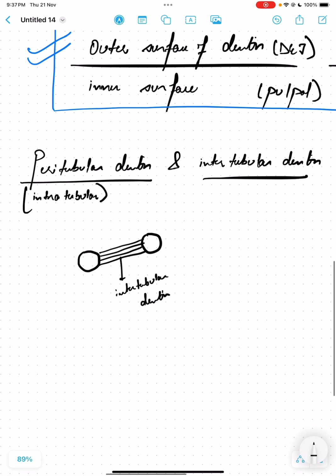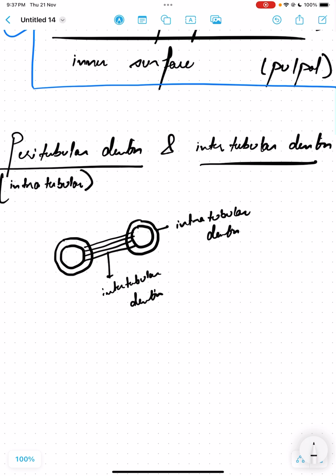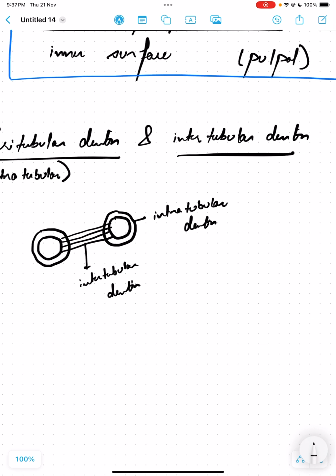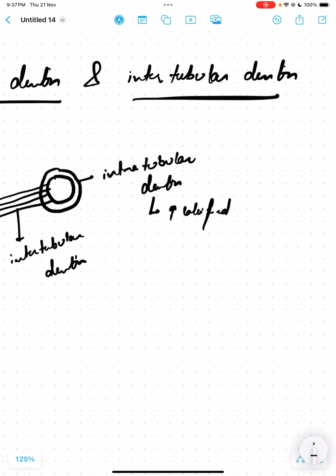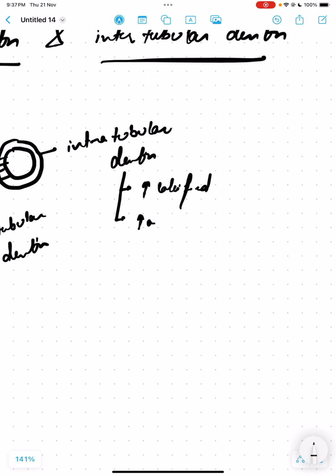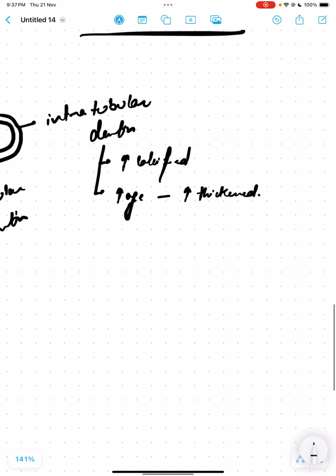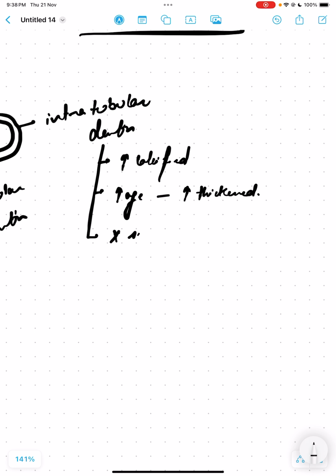Peritubular dentin is also called intratubular dentin. Basically, this surrounds the dentinal tubules. What is peritubular dentin basically? Peritubular dentin, or the intratubular dentin, is highly calcified. With increase in age, they get thickened. They are not seen in demineralized tooth sections.